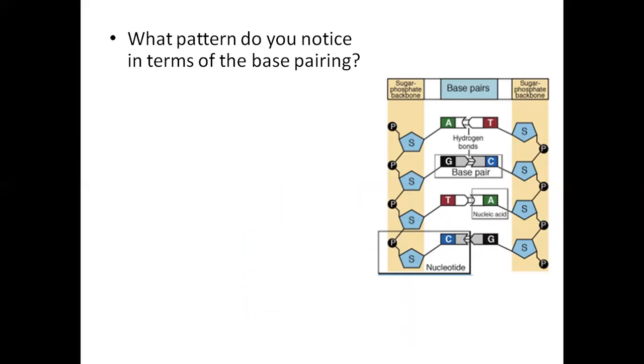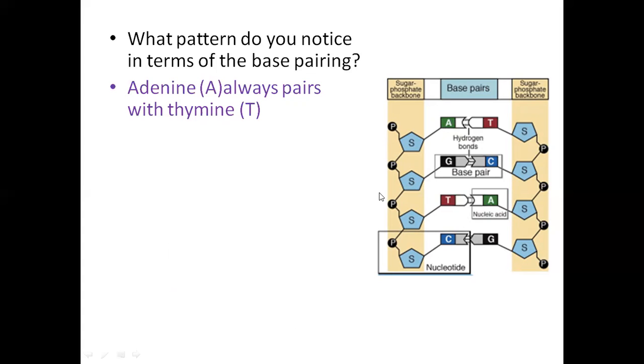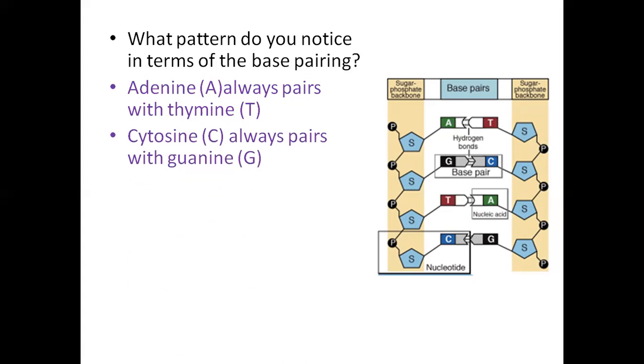Okay. So in your notes, you have a couple of questions. What pattern do you notice in terms of the base pairing? Looking at our base pairing, you can see that the adenine, the A, always pairs with the thymine, the T. That's always true for DNA. The other thing you might have noticed is that the cytosine, the C, is always pairing up with the guanine, the G. So there's a C, there's a G, and we can see the same again here.